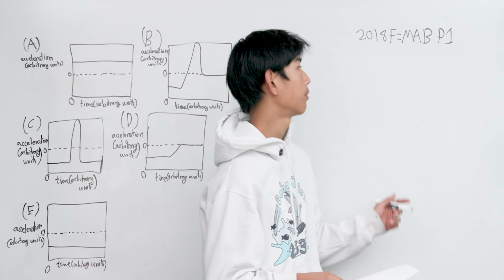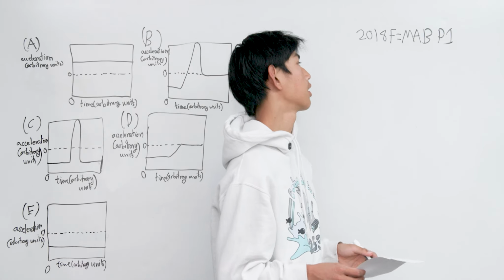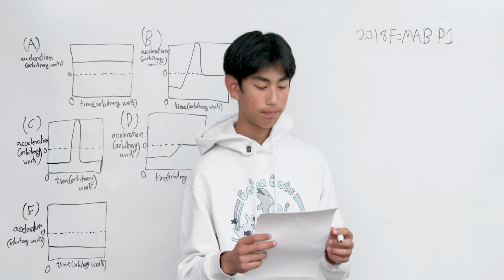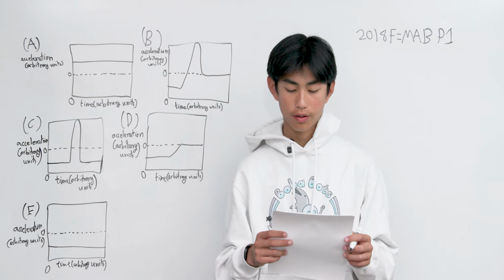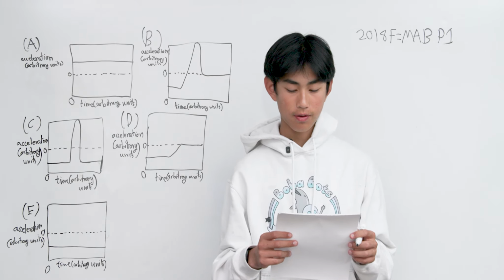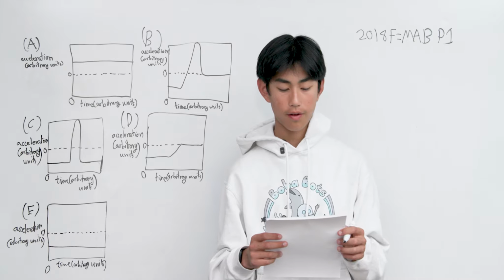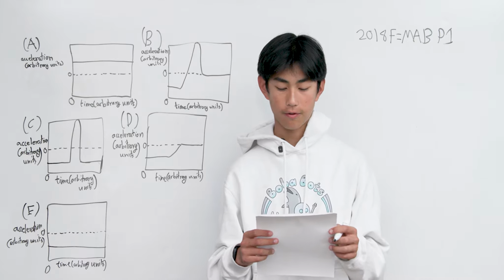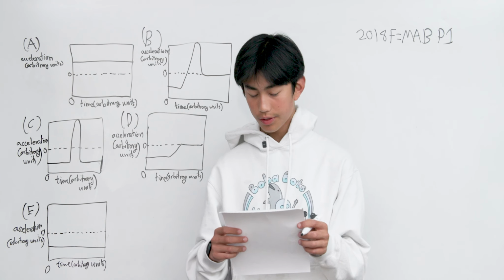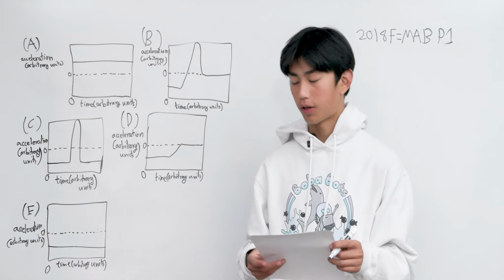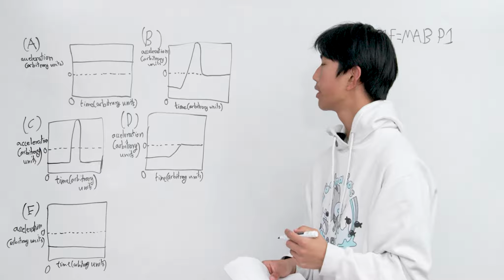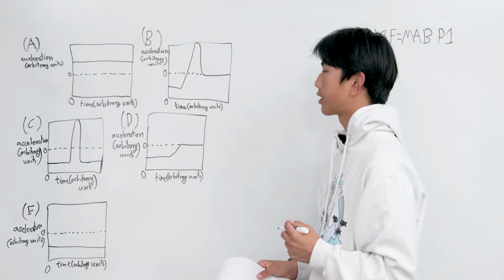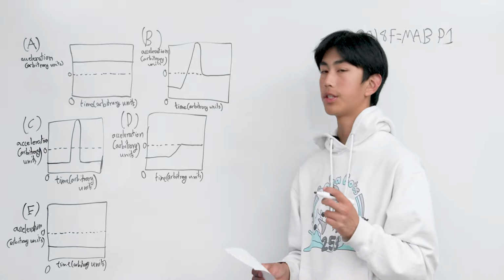We're solving problem 1 from the 2018 F equals MA exam B. A large lump of clay is dropped off a wall and lands on the ground. Which graph best represents the acceleration of the center of mass of the clay as a function of time? For this problem, our x is time in arbitrary units and our y is the acceleration in arbitrary units.